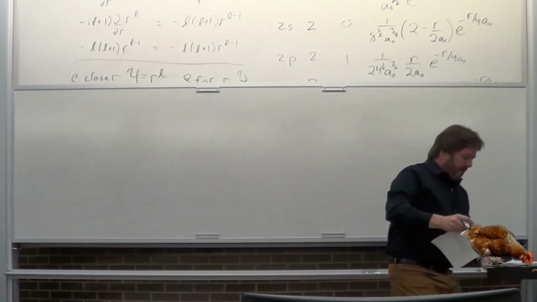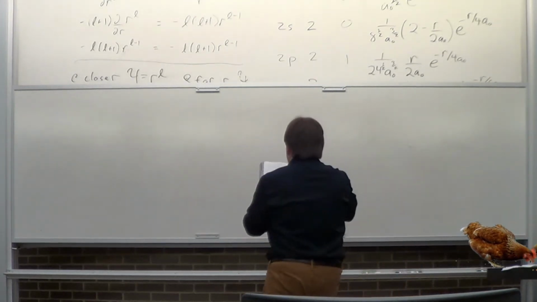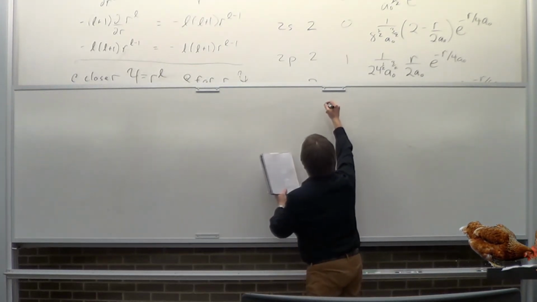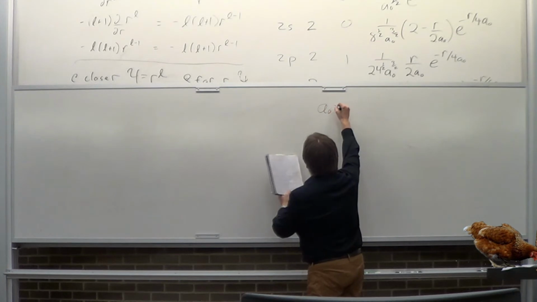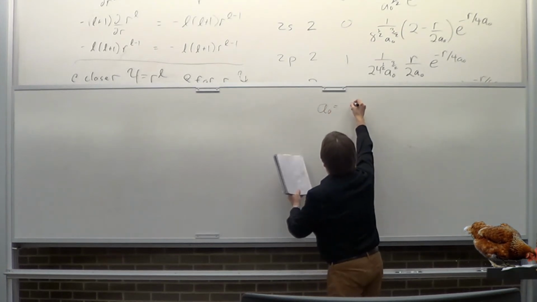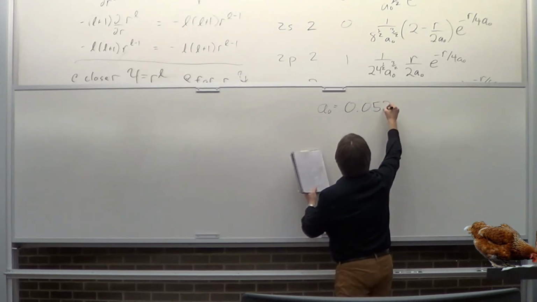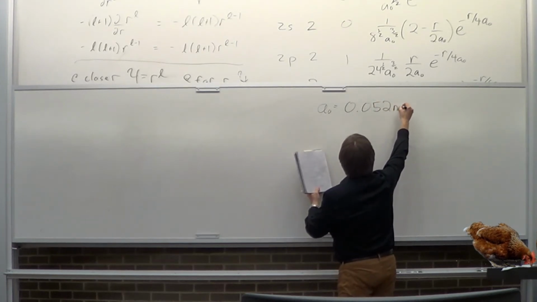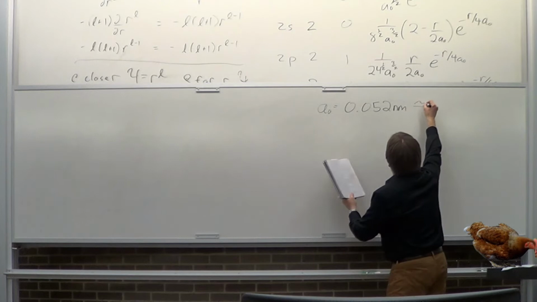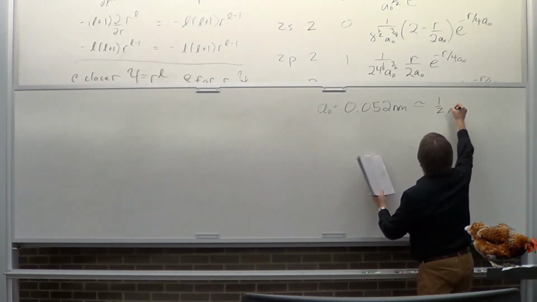Sorry, let me finish this part up here. Where A naught, now I remember why I got it. So it again just mops up all the constants. Don't worry about it being on that. It's 0.052 nanometers, and that's basically half an angstrom, right?